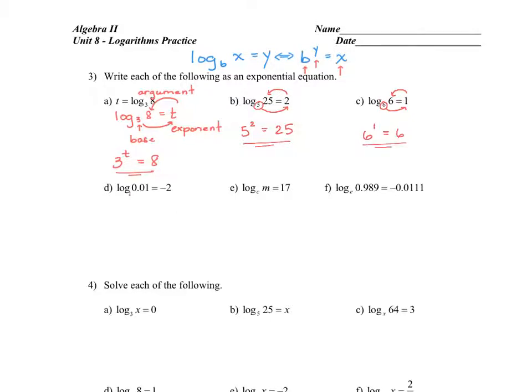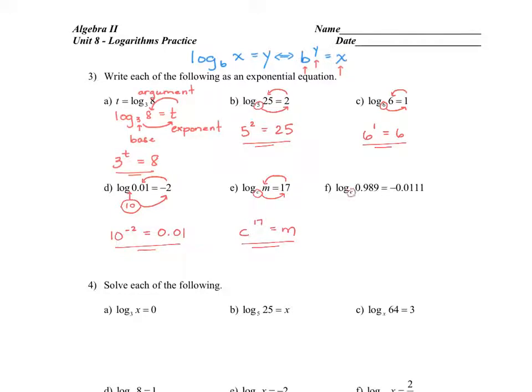No base implies a base of 10, right? Our common log. So base raised to the exponent equals the argument. So 10 to the negative 2 equals 0.01. Base raised to the exponent equals the argument. So c raised to the 17th power equals m.